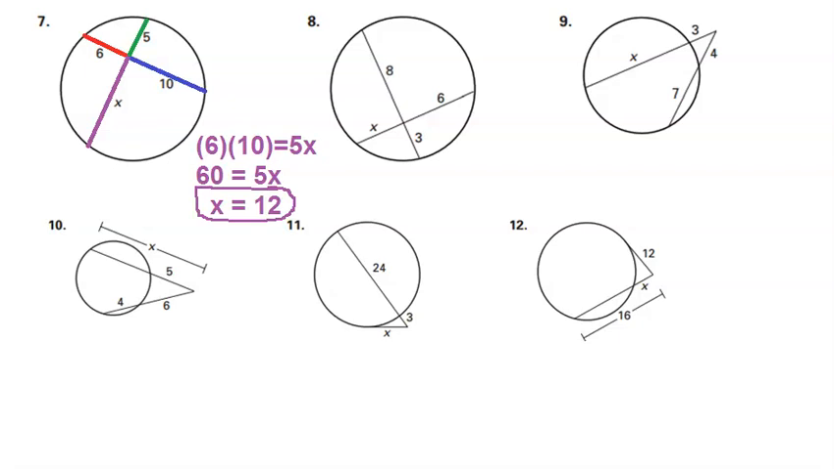All right, let's try this again. 8 times 3 equals 6 times x. Well, that didn't seem too bad. 24 equals 6x, so x equals 4.